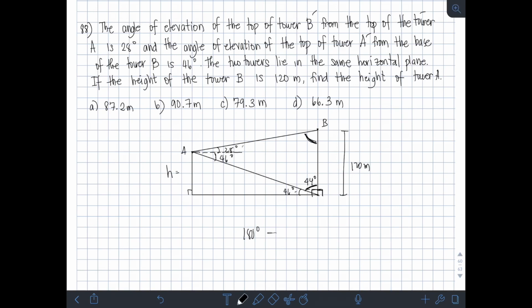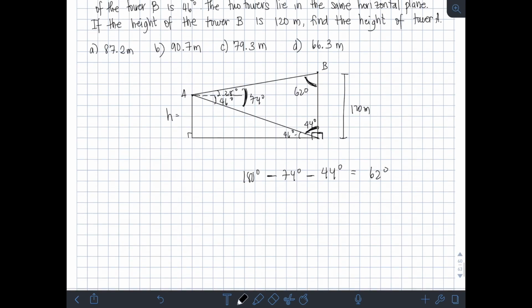So, para makuha natin tong angle B, add natin, yung total dapat is 180. So, 180 minus, ano to? 28 plus 46 degree is what? 74. So, 74 degree ito. So, minus 74 degree, then minus itong 44 degree. So, ilan yan? 62 degree. So, 62 degree ito. So, sige, i-redraw ko ha. So, ito yung triangle A, B, let's say C. Okay, so ito is 74 degree, ito is 62 degree, and ito is 44 degree.